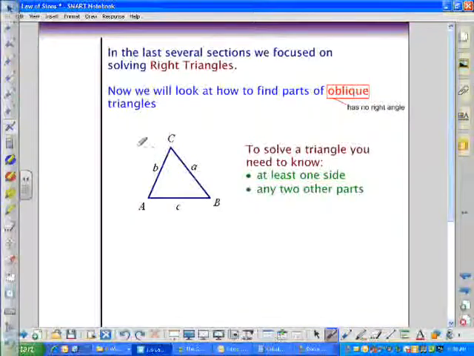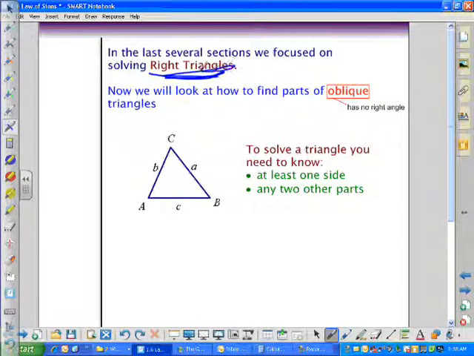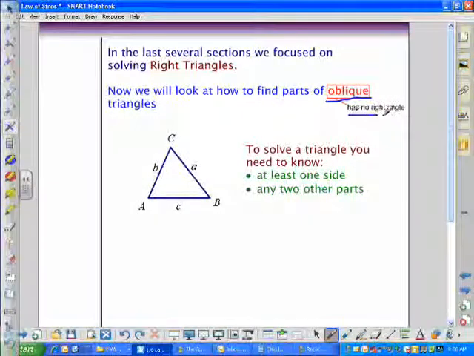Okay, so in the last several sections that we talked about, we really focused on solving right triangles that had 90 degrees in them. But now we're going to look at how do we find the missing pieces or missing parts of oblique triangles. An oblique triangle is just a triangle that has no right angles. You might want to put that in there if you're not familiar with the term. So we don't really have an opposite, adjacent, and hypotenuse, because we don't even have a hypotenuse because we have no right angle. But that doesn't mean that we can't still use the trigonometry that we've talked about to solve for some of the missing parts.